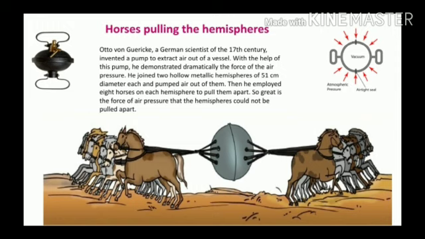Horses pulling the hemispheres. Otto von Guericke, a German scientist of the 17th century, invented a pump to extract air out of a vessel. With the help of this pump, he demonstrated dramatically the force of air pressure. He joined two hollow metallic hemispheres of 51 cm diameter each and pumped air out of them. Then he employed 8 horses on each hemisphere to pull them apart. So great is the force of air pressure that the hemispheres could not be pulled apart.